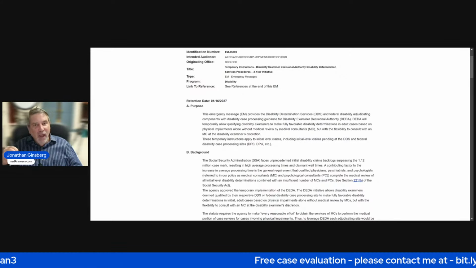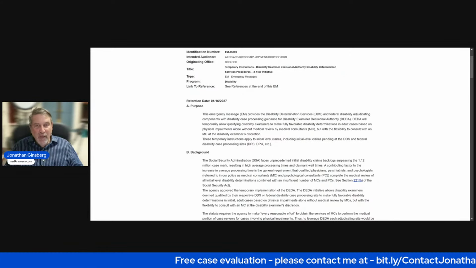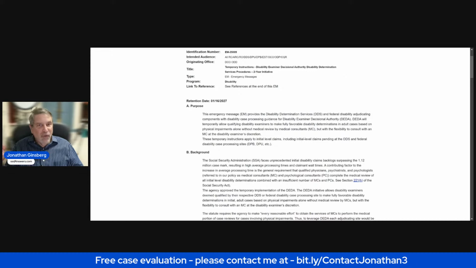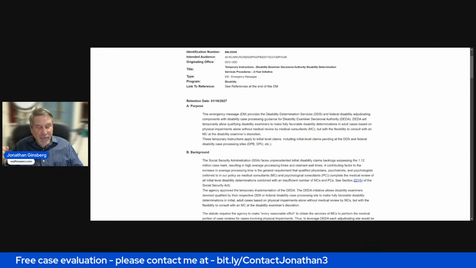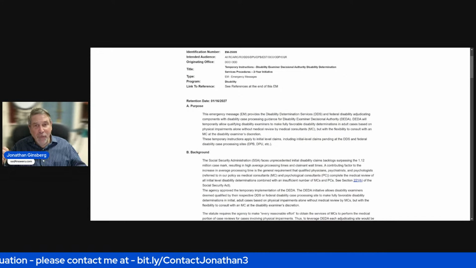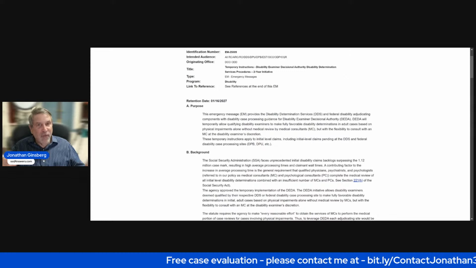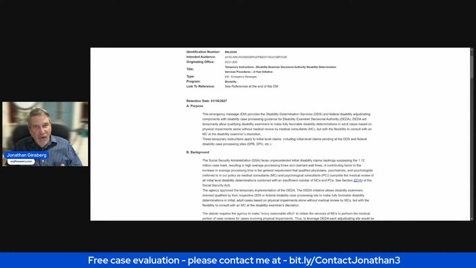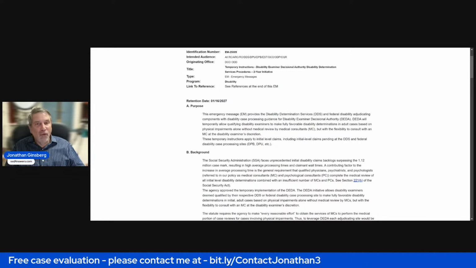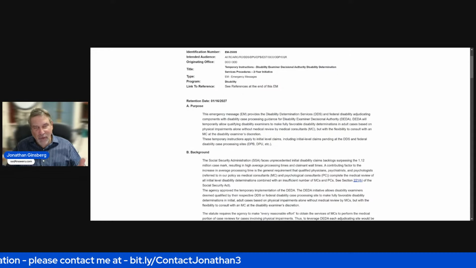Now, it only applies, again, for physical impairments, number one. Number two, it only applies if the adjudicator can make a fully favorable decision. It does not allow the adjudicator under this scenario to change the onset date, which, again, sometimes they do. They'll approve you, but they change the onset date. That's got to go through the normal process of having a medical expert look at it.